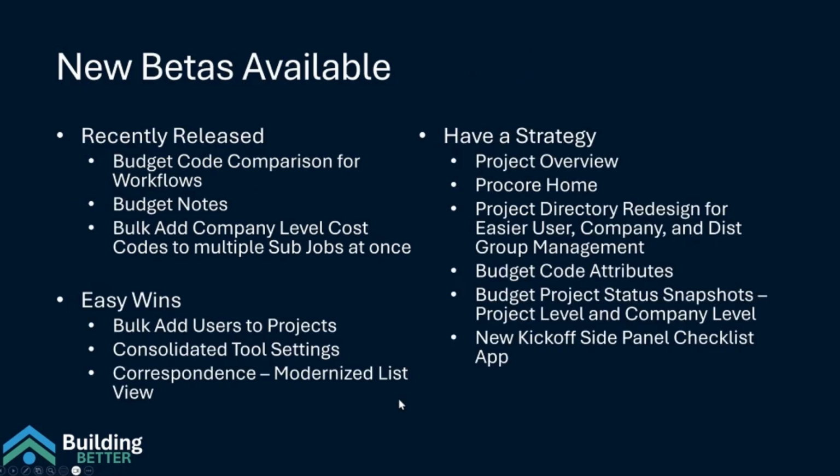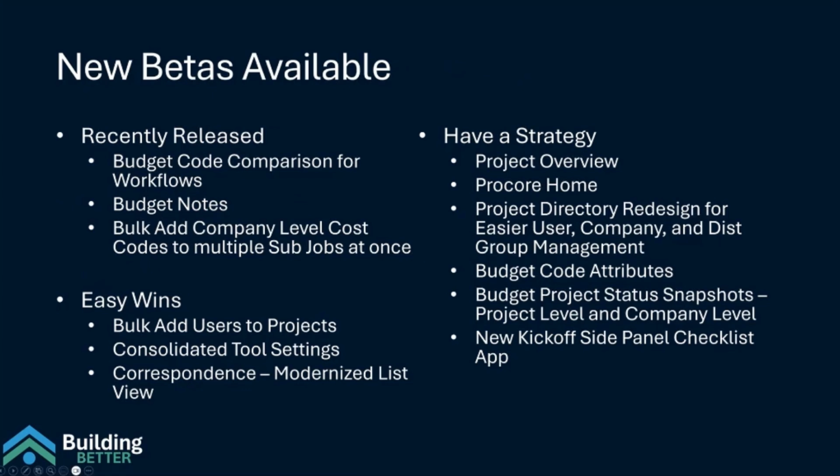These are the new betas that are out and available. There's a budget code comparison workflow, project notes or budget notes, bulk add company cost codes. Some easy wins that I would recommend implementing are bulk adding users, consolidating your tool settings, correspondence view, and then some things that you have to think about a little bit if you want to implement are a project overview, project home, Procore home, project redesign, budget code attributes, snapshots, and a kickoff side panel.